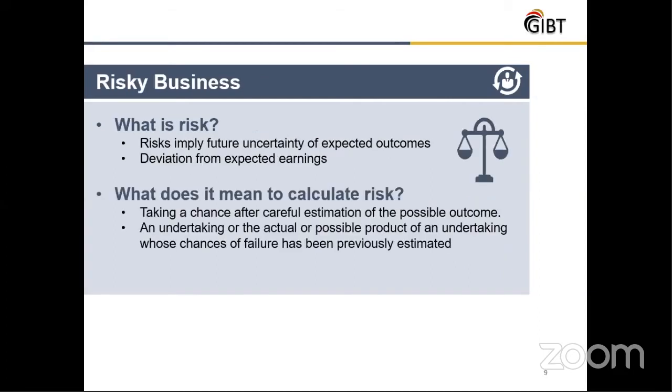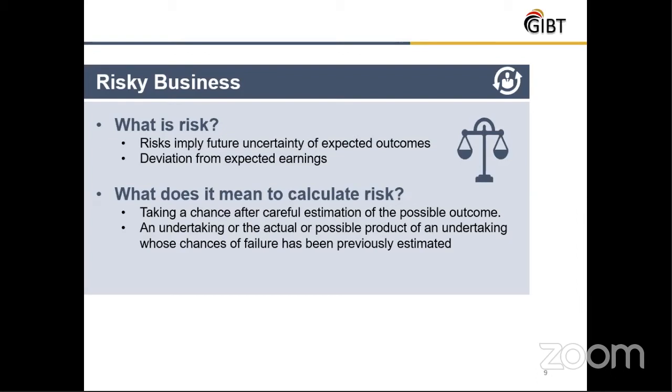So then we go to what is risk, risky business. Someone will say, this thing you're doing is very risky business. So what do we mean by risk? And then we look at how we calculate risk as well. So what is risk? A risk simply implies that you have a future uncertainty of your expected outcomes. So you're uncertain about what is going to happen with regard to a line or course of action, okay?